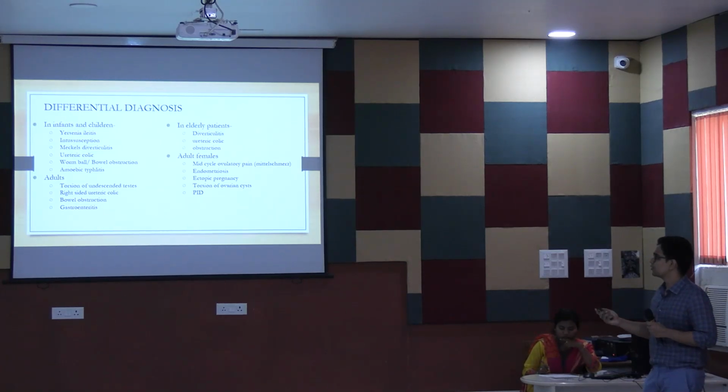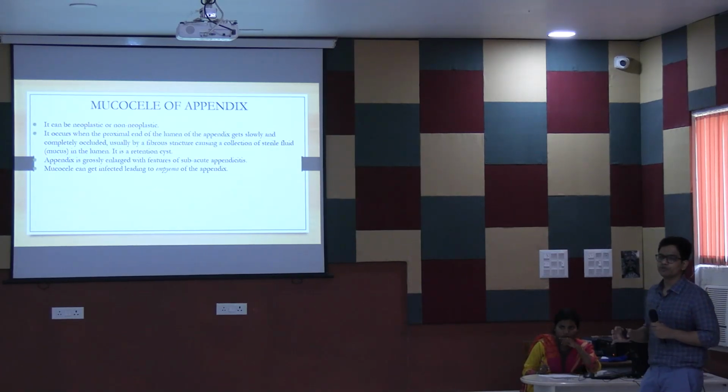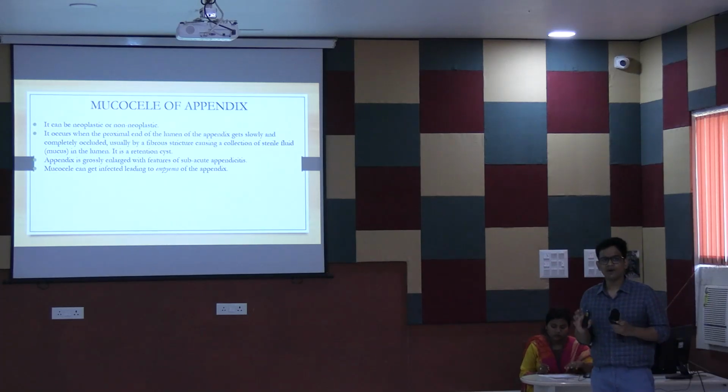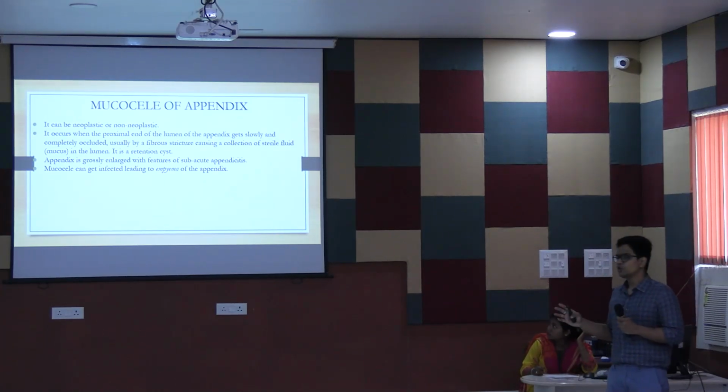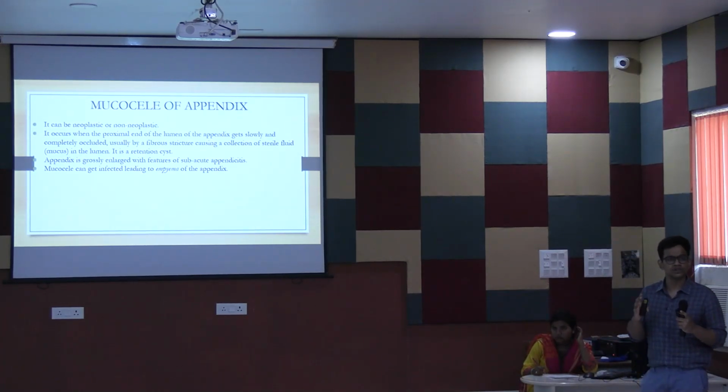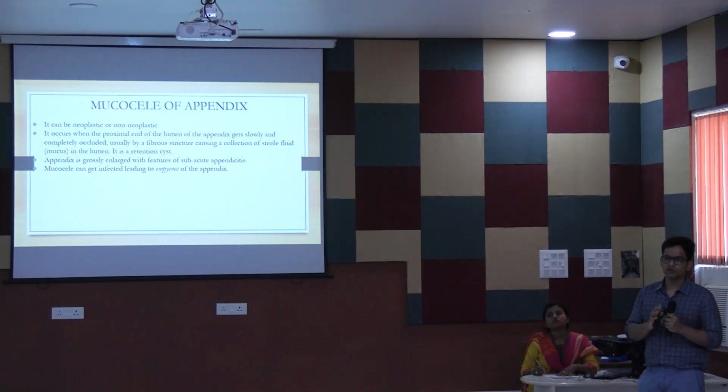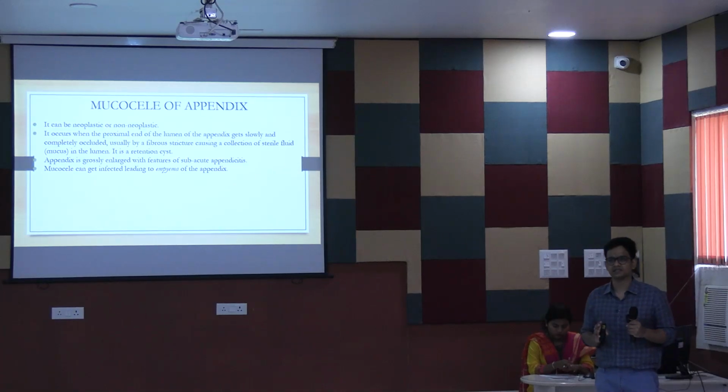The differential diagnosis for such a case. Let's come to mucocele of appendix. Why is mucocele of appendix important? Can anyone tell me? Has anyone read appendix? No one. So in mucocele of appendix, what happens in any mucocele? You should suspect that the exit point of that organ has been blocked. Blockage can be caused by a lot of reasons. Can anyone tell me any reason for blockage of appendix? Fecolith, okay. Apart from that, anyone else? Worms, yes. Anything else?